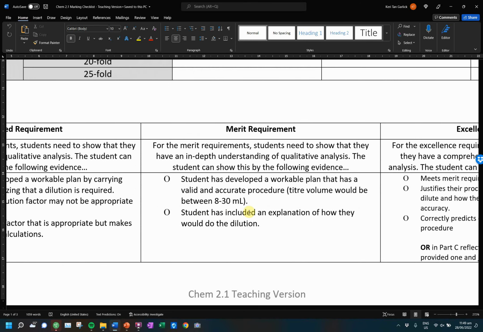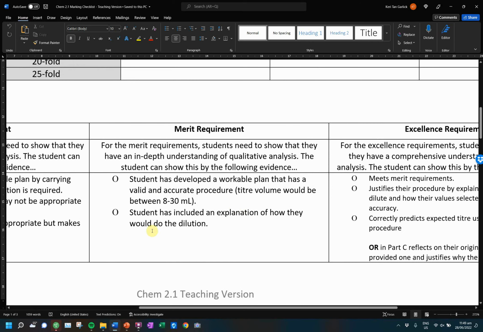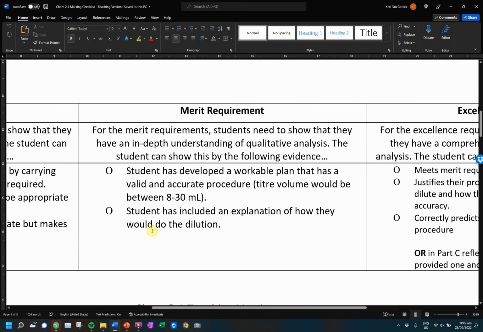All right, for the merit, what I was looking for was if you developed a workable plan. So the dilution factor that you did and the titre volume makes sense, so between 8 and 30. Again, most of you were fine with this. I checked your calculations, and a lot of you knew how to do the calculations. So if you could do the calculations, you're on track for at least a merit, okay?